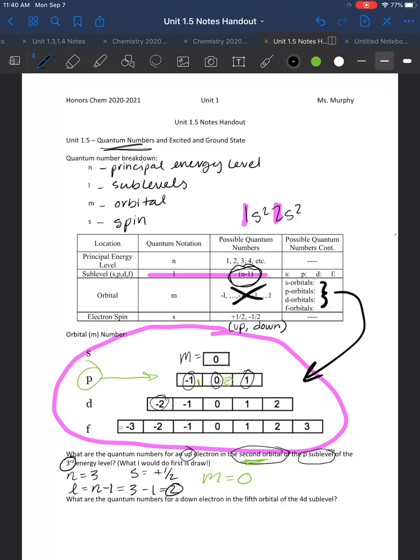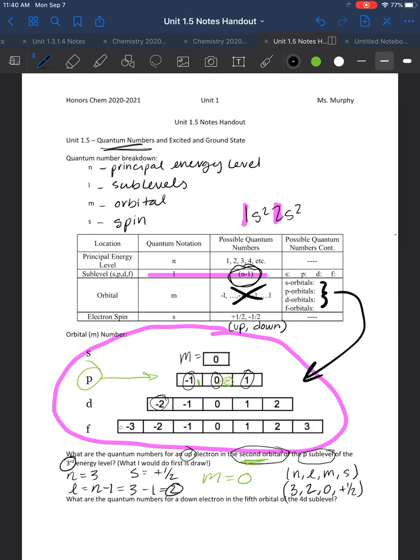How these quantum numbers are typically written is n, L, M, S. So we will write it as 3, 2, 0, +1/2. And that would be our answer. Go ahead and pause here if you want to try the next one.